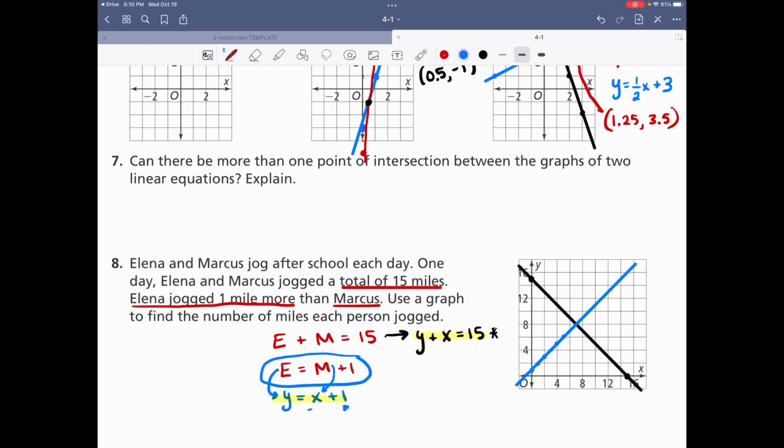And we find that they cross right here. That's our solution. This is our solution where they cross. So that point is at 7, 8, which means that Marcus, because Marcus ran less, right? Elena jogged 1 more. So Marcus ran 7 miles and Elena ran 8 miles.